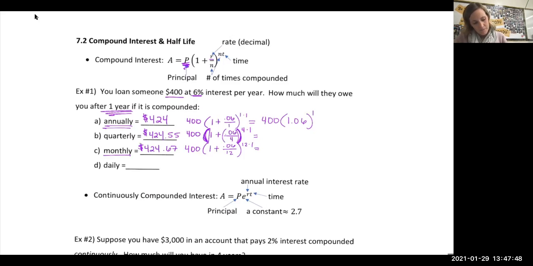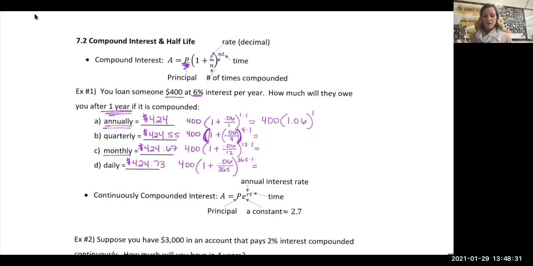Okay, daily. If we are doing this daily, we take our principal amount and then it's 1 plus the rate, 0.06. We're talking daily for a year, so that would be 365. And we would take that to the 365 times 1. Plug that in. You should be getting $424.73. Okay, so it's not a huge difference with this small amount of money. When it's a bigger amount of money, it feels like a bigger difference. But that's what you'll get when you compound annually, quarterly, monthly, daily.